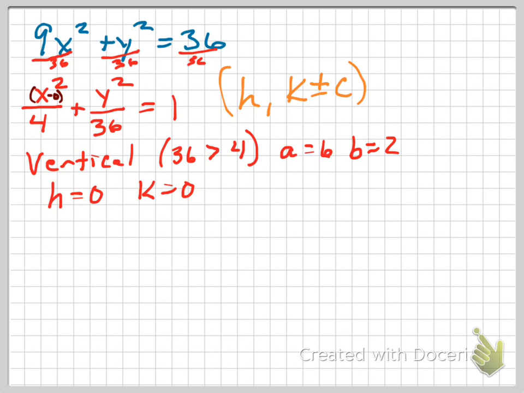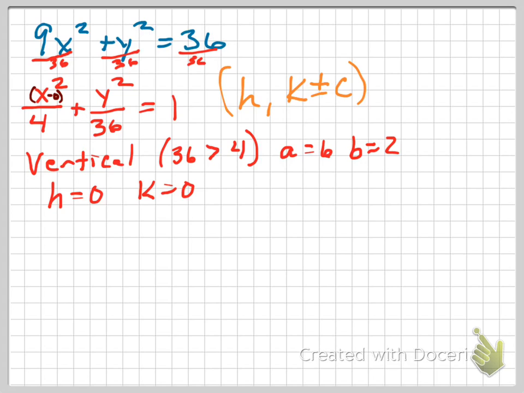Now, if I want you to find the foci, the formula for that on the vertical column of your ellipses is h comma k plus or minus c. Well, we have to know how to find c, and I gave you that information in between the two columns. There's a little blurb in there that says c squared equals a squared minus b squared.